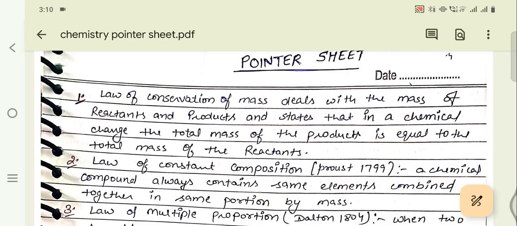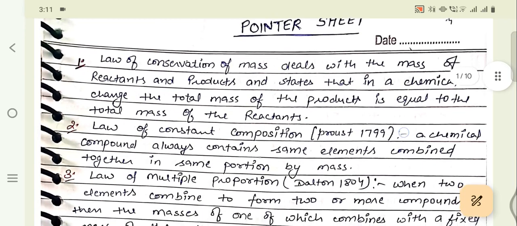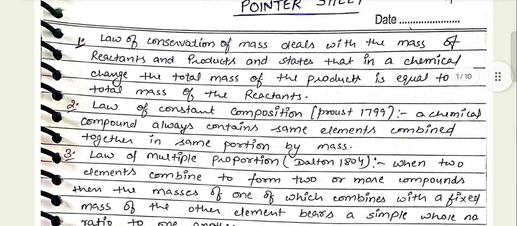Here is an audio video lecture on some of the important points which we use in chemistry, and these are as follows. First is the law of conservation of mass. Law of conservation of mass deals with the mass of reactants and products and states that in a chemical change, the total mass of the products is equal to the total mass of the reactants.